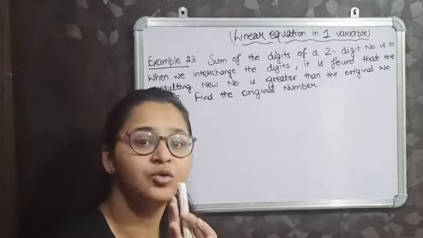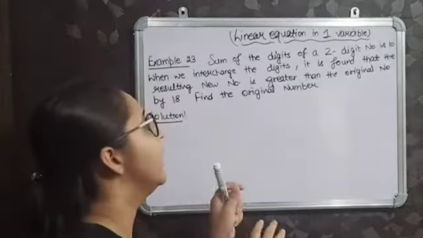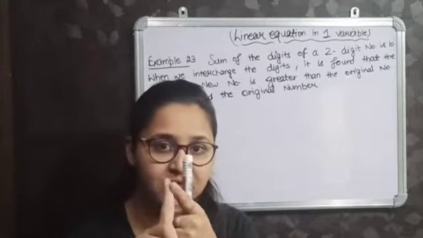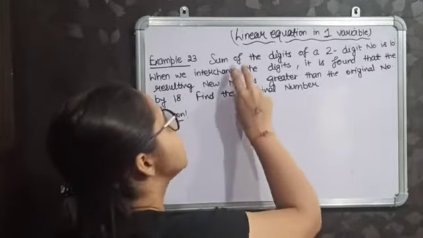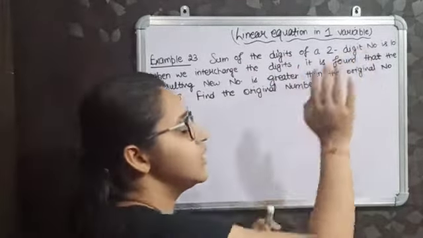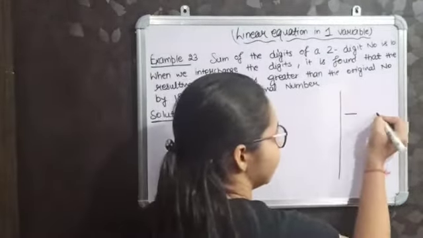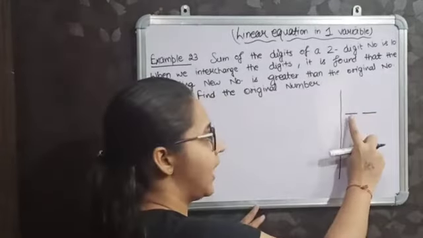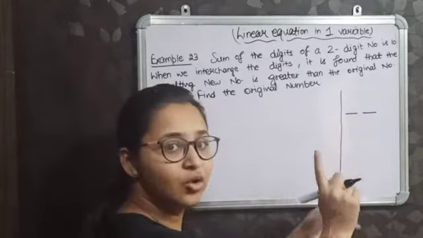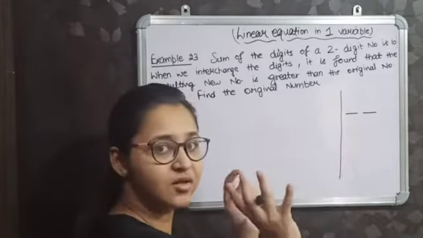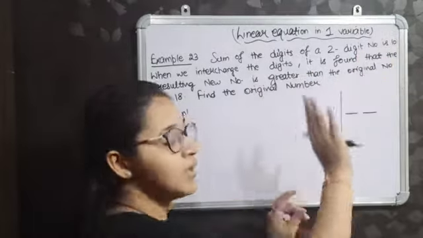First step is, what do you have to find? You have to find the original number, and the original number is a two-digit number. In a two-digit number, there is a ones digit and a tens digit. In the question, it is given that the sum of the digits of a two-digit number is 10. I don't know either digit, not the ones digit, not the tens digit, but I know that the sum of these two digits is equal to 10.